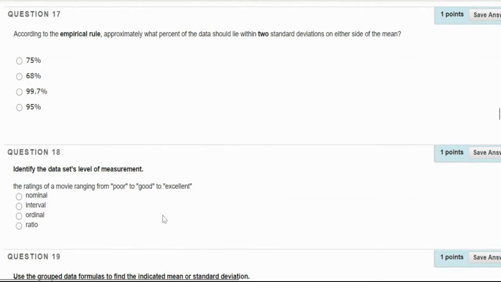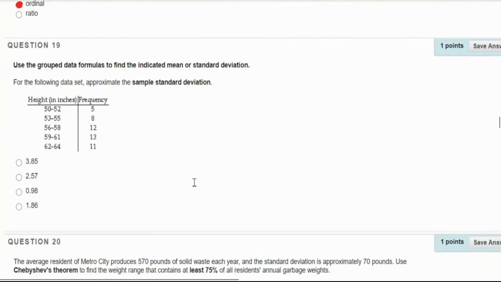Okay. Another empirical rule question. You have a lot of these in the test actually. They said k equals 2 standard deviations, so you're looking at that straightforward 95. Next, identify the measure: poor, good, excellent. That is ordinal, right? Excellent, ordinal. Very good.